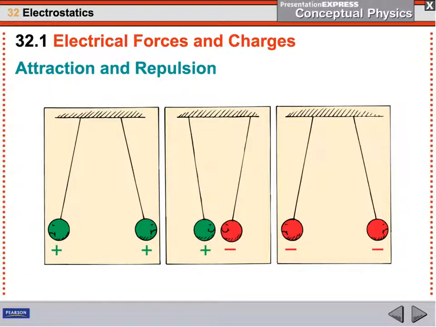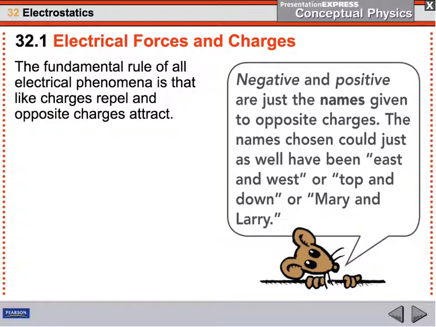So for attraction and repulsion, here you're shown a couple of pith balls. Here you have two balls that are positively charged. They're being repelled from each other. And then you have a positive and negative that are being attracted to one another. And then you have two negative charges that are being repelled. The fundamental rule of all electrical phenomena is that like charges repel and opposite charges attract. I think this has been mentioned multiple times now, so it might be important.